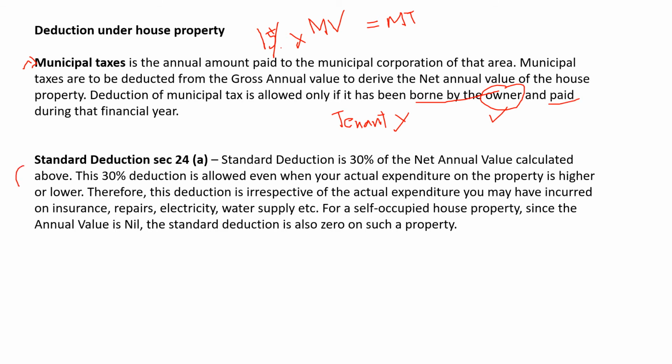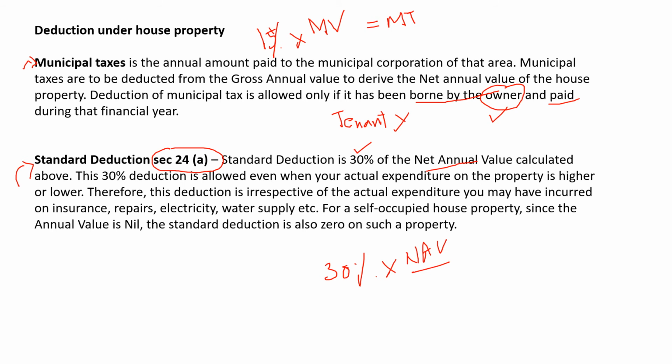Now come to standard deduction. Standard deduction is covered in Section 24A. The standard deduction is 30% of the net annual value. That means we will be finding out the standard deduction as 30% of the net annual value of the financial year of the house property.